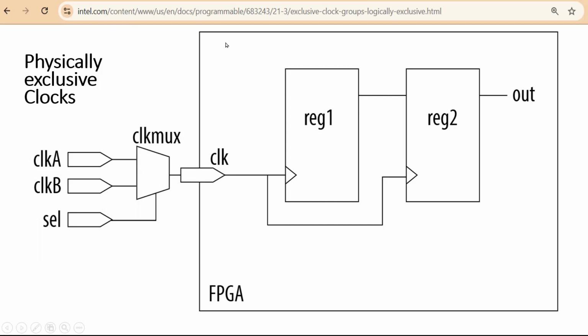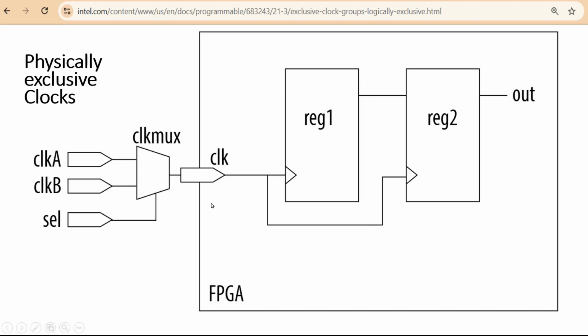This example I took from the Intel website. This is the design. Let us say this is the FPGA chip. It can be an ASIC chip also. This is one port called the clock port. Two clocks are applied to it through a clock multiplexer, but this clock multiplexer is outside the chip, outside the FPGA. Now with the help of this select line, either clock A can be passed to this clock port or clock B can be passed to this clock port. Both the clocks are different. Let us say that clock A is 100 MHz, clock B is 25 MHz, but only one of them is passed to the design. Only one clock is available for the design at any given point of time, either clock A or clock B. So that is why they are called physically exclusive clocks.